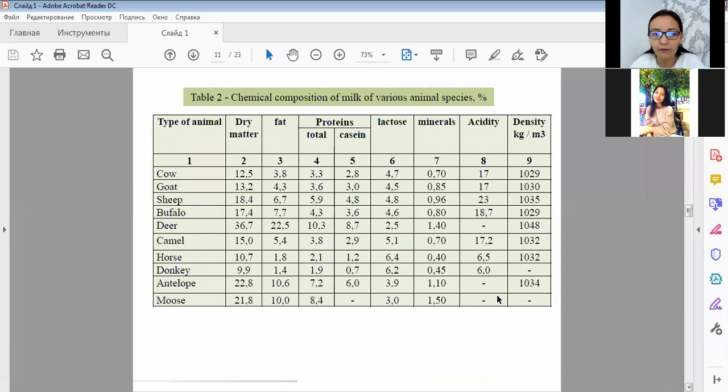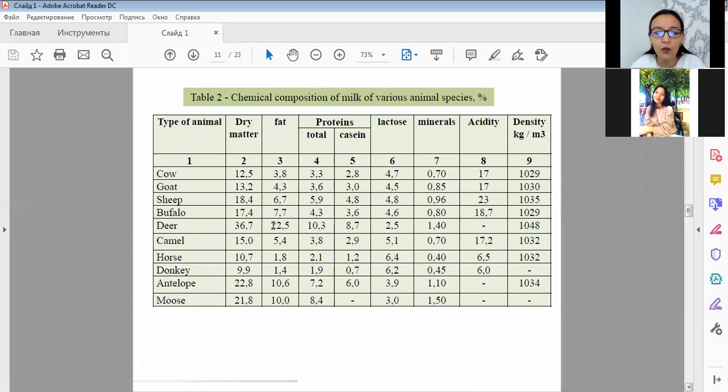In the next table, you can see the chemical composition of milk of various animal species. For example, I give you the information for the type of animal: cow, goat, sheep, buffalo, deer, camel, horse, donkey, antelope, and moose. Cow milk we always use, yes, cow milk. The dry matter in cow milk is about 12.5%, fat 3.8%, total protein about 3.3%, lactose 4.7%, minerals 0.7, acidity 17, and density 29.